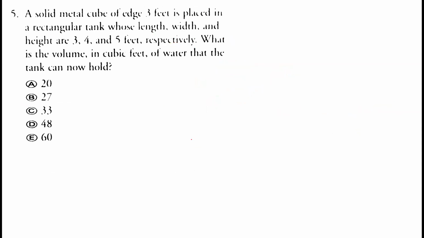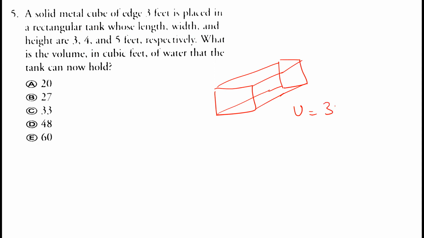Now a solid metal cube of edge 3 feet is placed in a rectangular tank whose length, width, and height are 3, 4, 5. So this is your tank. Again, I'm not perfect in the drawing, but anyhow, this is your tank. So the volume of the tank would be 3 into 4 into 5, that is 60.